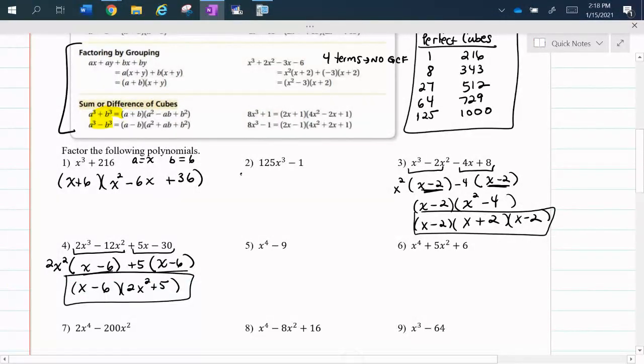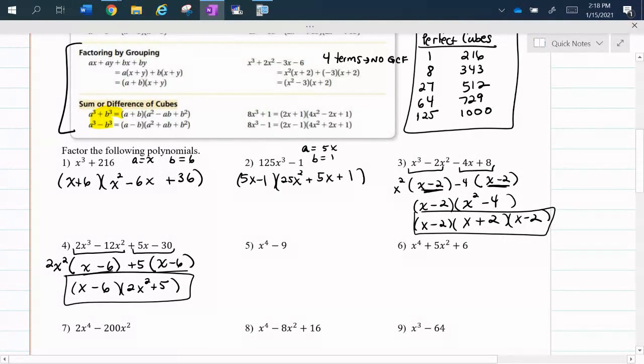So we're going to do the same thing again. 125x cubed minus 1. I'm going to make a binomial times a trinomial. And the a in this case is 5x, because 5x times 5x times 5x gives me 125x cubed. And the b is 1. So I'm going to write a minus b, so 5x minus 1, and then a squared, so 25x squared, plus a times b, so 5x times 1, plus b squared, so 1 squared is 1.